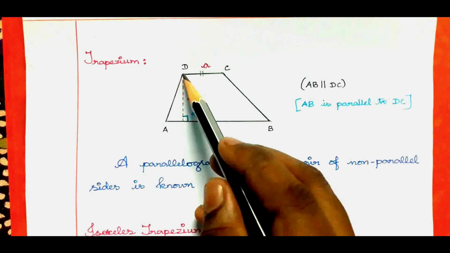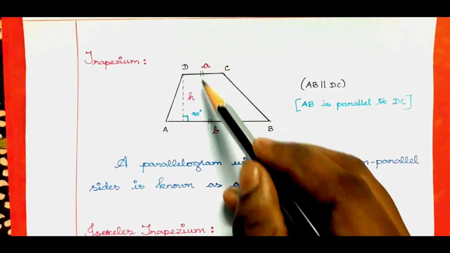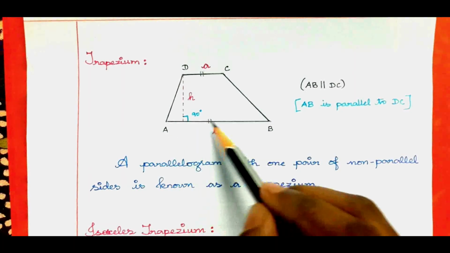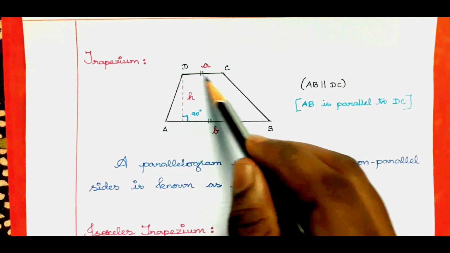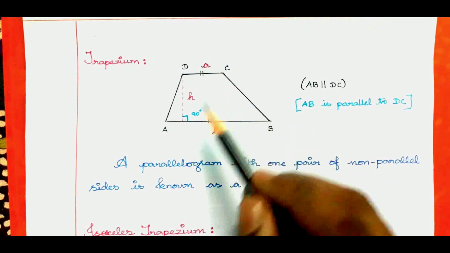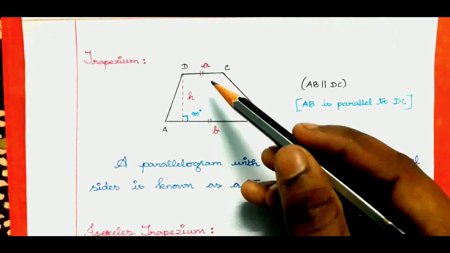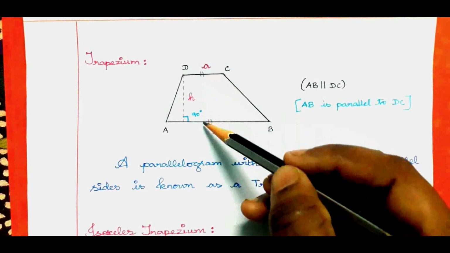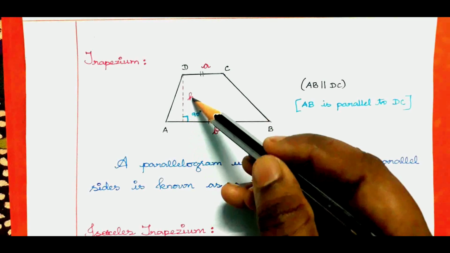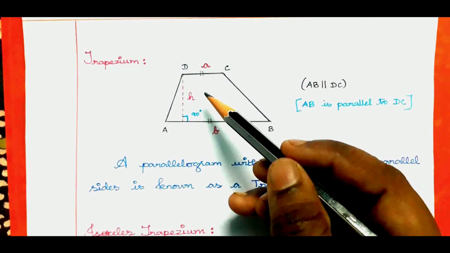So this line and this line are the parallel lines. The length of CD has been named as a and the length of AB has been named as b. The distance between the parallel lines is said to be the height. I have denoted it with h. Clear?